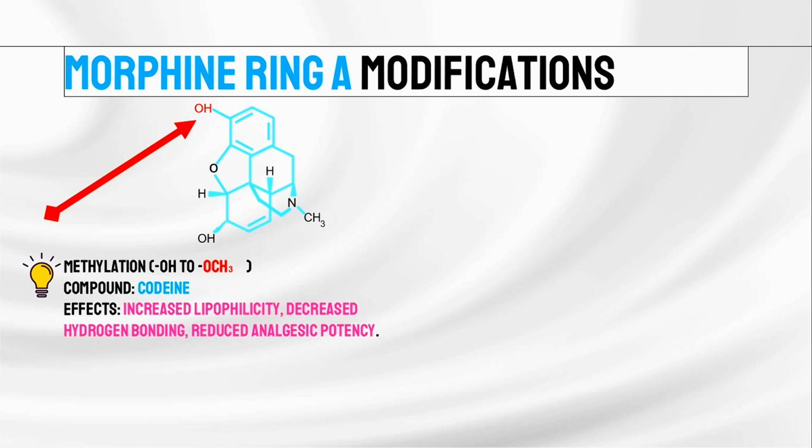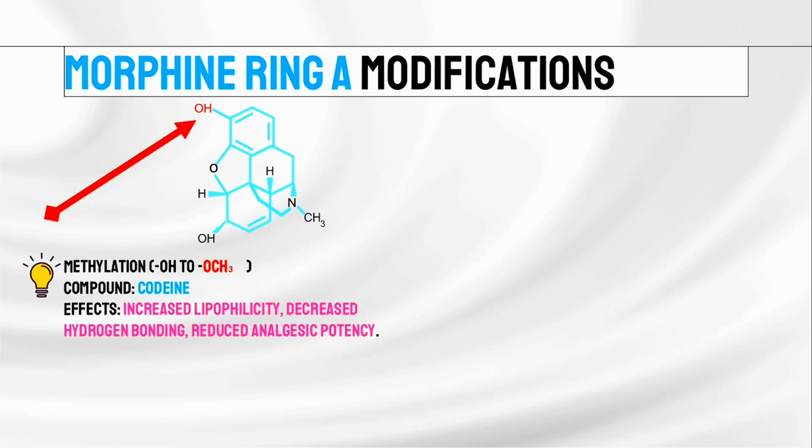Increased lipophilicity: this tiny tweak boosts codeine's ability to dissolve in fats, allowing it to slip more easily across the blood-brain barrier. Decreased hydrogen bonding: the methoxy group doesn't bond quite as snugly with opioid receptors, slightly dialing down its binding affinity. Reduced analgesic potency: codeine packs about 10% of morphine's punch when it comes to pain relief, but it's a superstar in suppressing coughs.